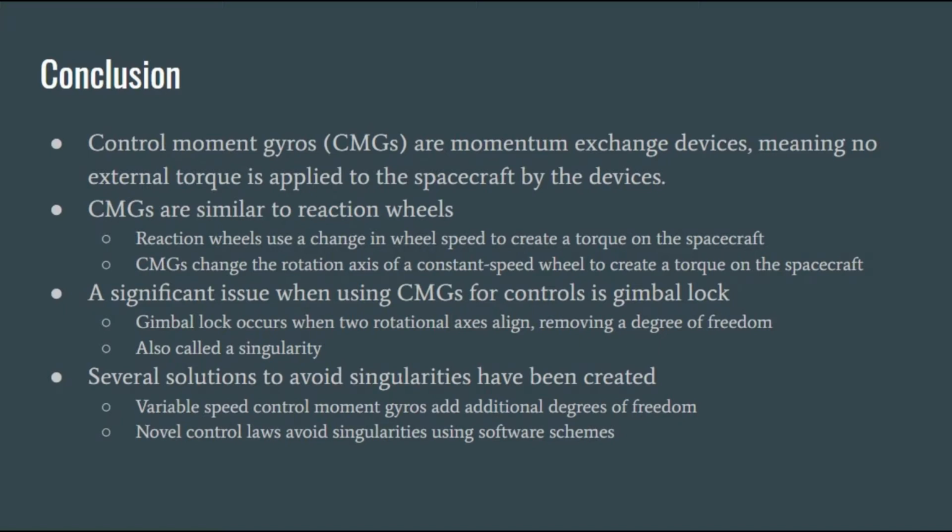One challenge of using control moment gyros is gimbal lock, which occurs when two rotational axes align. A degree of freedom is removed, resulting in a singularity, and requiring added software complexity via novel control laws and algorithms. Variable speed control moment gyros in particular can be used to add degrees of freedom, though they are more expensive. There are always many trades to consider when designing an attitude control system, and a fundamental understanding of control moment gyros is necessary to design control systems.